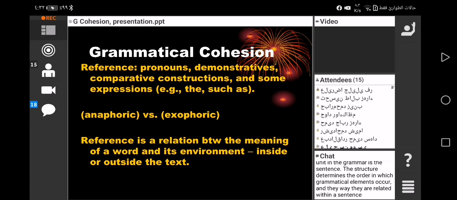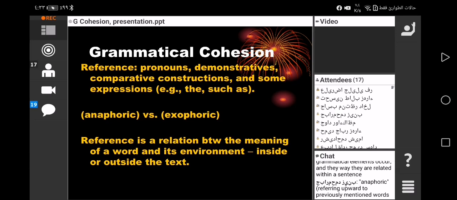Comparative constructions. When we use comparative constructions, in fact, you are comparing one thing with another. In a way, you are relating two things to each other in terms of an attribute. Like when you say Jack is older than John, you are comparing Jack and John in terms of age, and so the relationship between Jack and John is achieved by means of this attribute age.